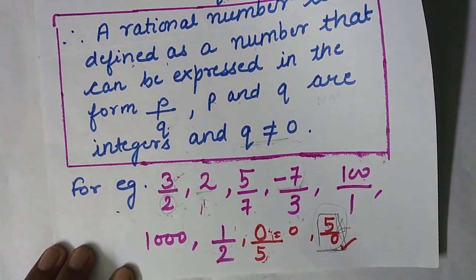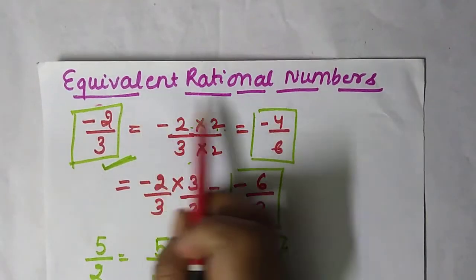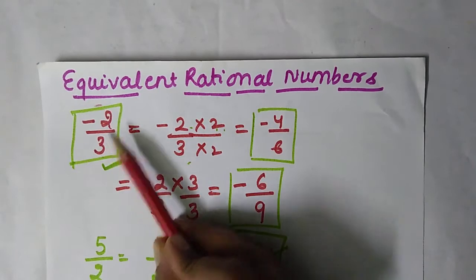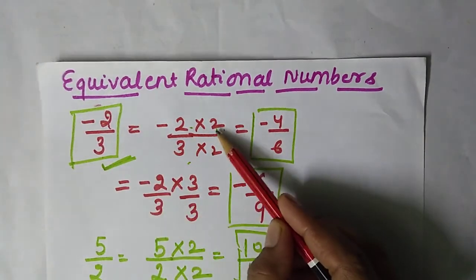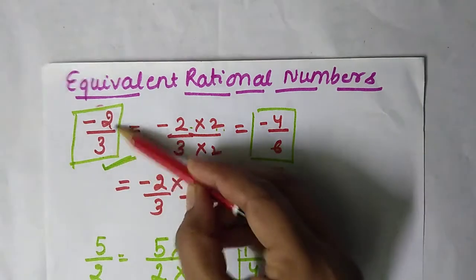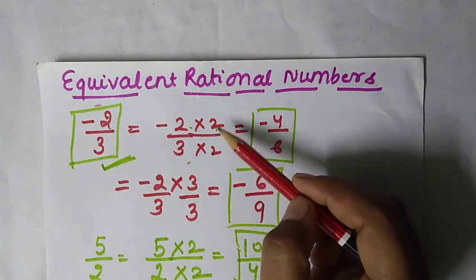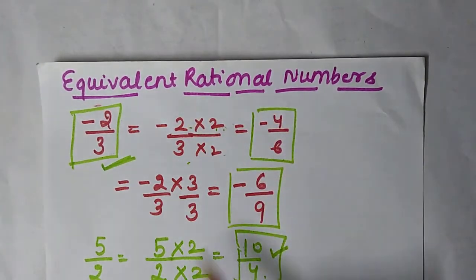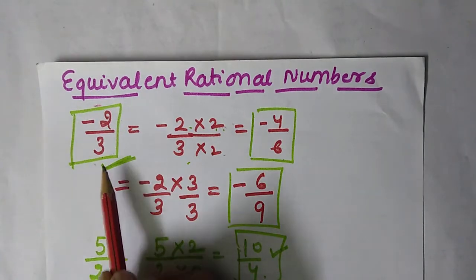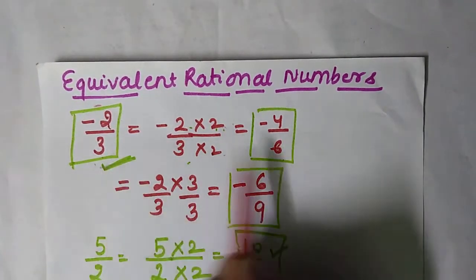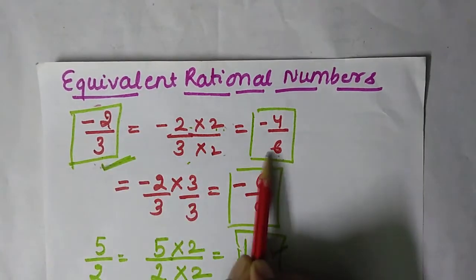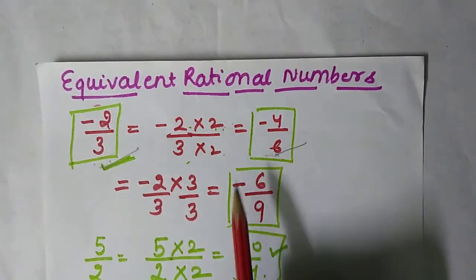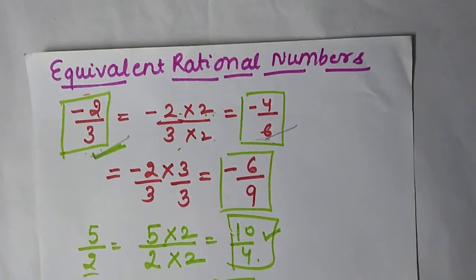After that, we have learned about equivalent rational numbers. When the numerator and denominator of a rational number are multiplied with the same non-zero integer, then we get the same rational number. So we can say equivalent rational numbers have the same value, but they are written in a different way. These are known as equivalent rational numbers.